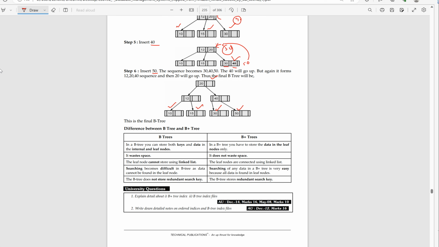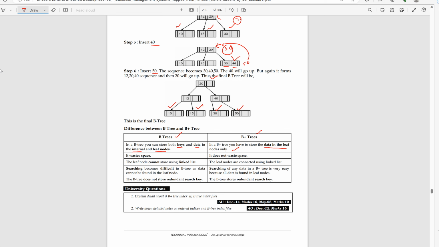So compared to the B plus tree, the B tree is the simplest tree because it doesn't involve any duplicate values, and additional pointers are not used in the B tree when compared with the B plus tree. These are the differences they have mentioned here. In the B plus tree, you can store both the keys and data in the internal and leaf nodes, but you have to store the data in the leaf nodes only. If you store the data in the leaf nodes in a B plus tree, then in a single stretch you can take all the elements from the leaf nodes.